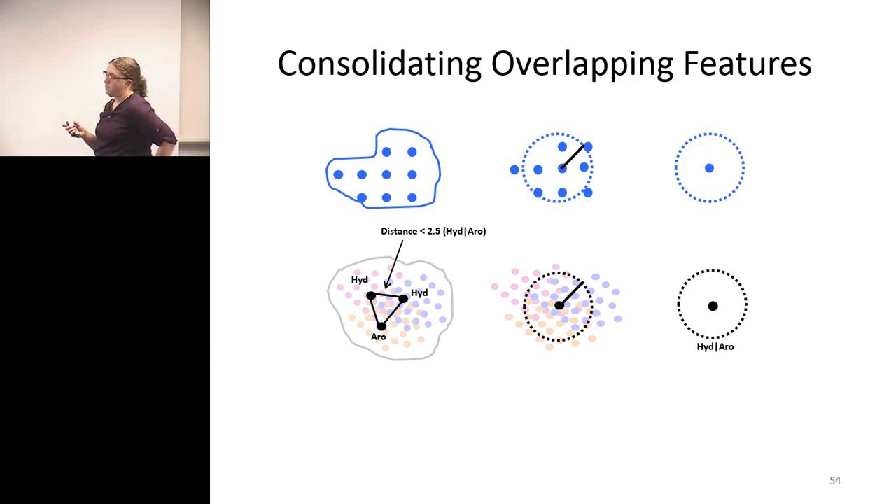So this would be less than the width of a pyrimidine. In that case, we say that they should be represented by a joint feature. We calculate the average of all of these points. That becomes the center, and then the radius is the RMSD of all of these points to this center. That gives you a joint feature encompassing the two different interaction types.